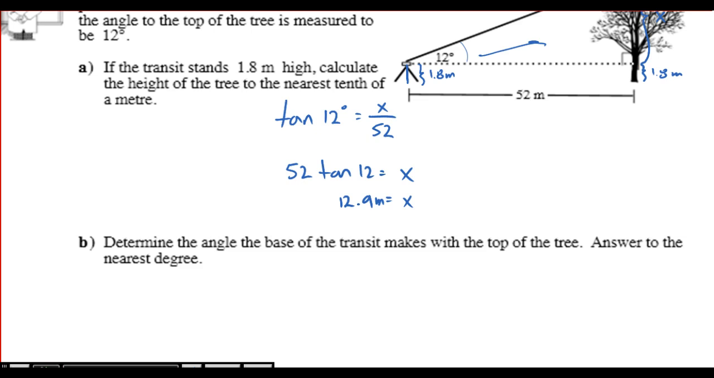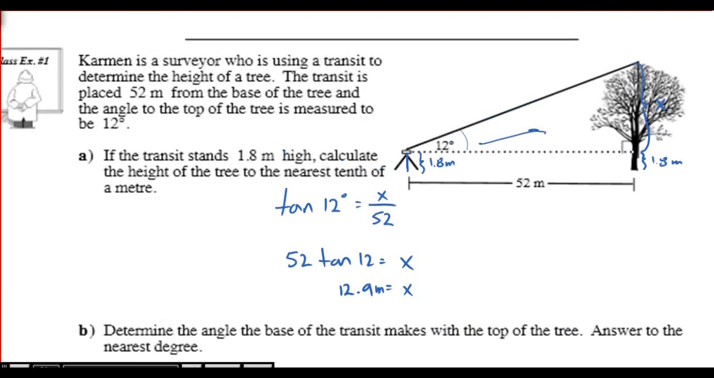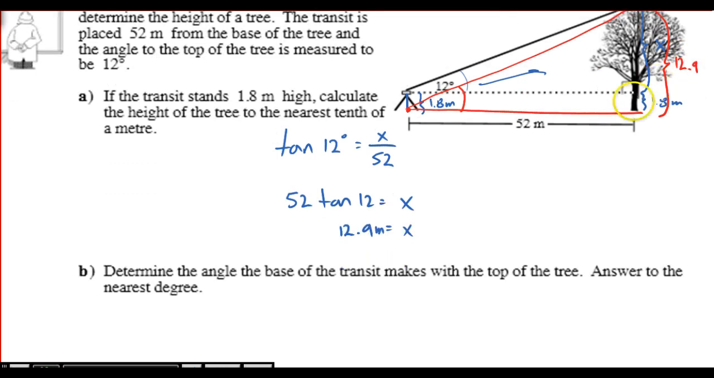Okay, determine the angle the base of the transit makes with the top of the tree. Now a little bit of a twist here. The base of the transit is down here, and what angle does this now make from the base of the transit to the top of the tree? Let me label this entire distance now. The entire height is 12.9. So how can we calculate this new angle?